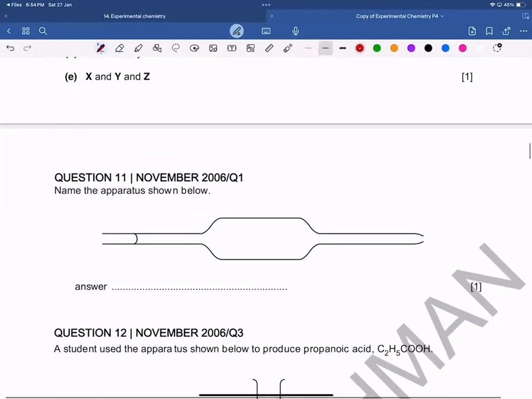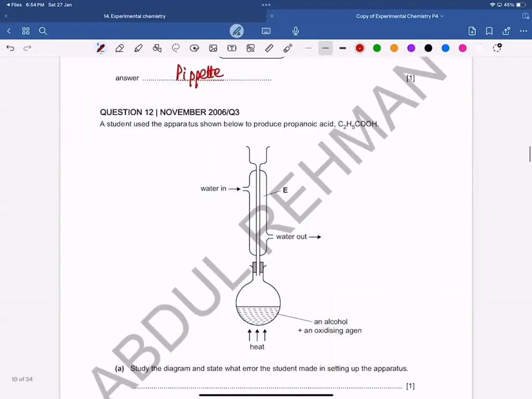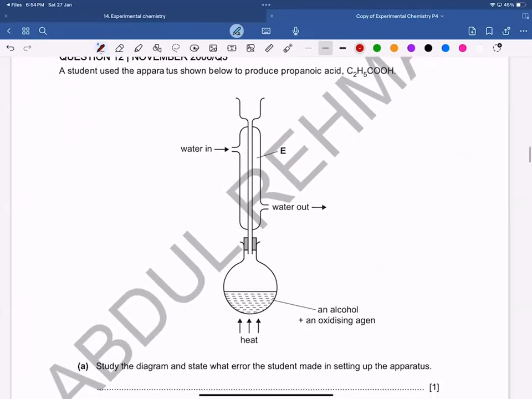So do you know its name? It is a pipette. A burette has a tap. It is a pipette where we use the safety valve. Okay, now read this question and who is going to tell me the answer?